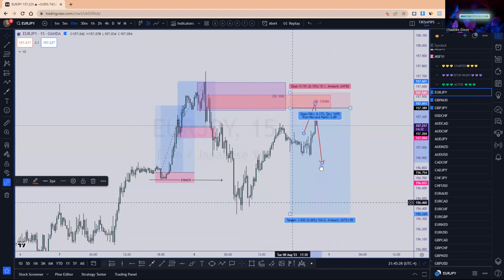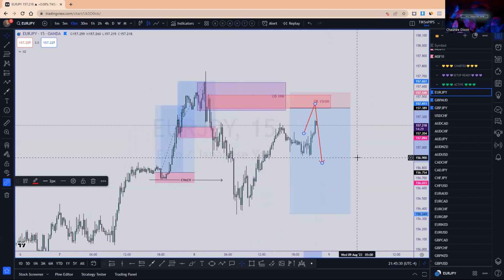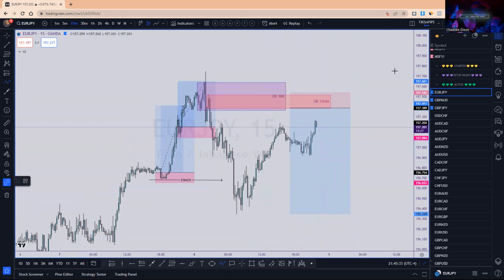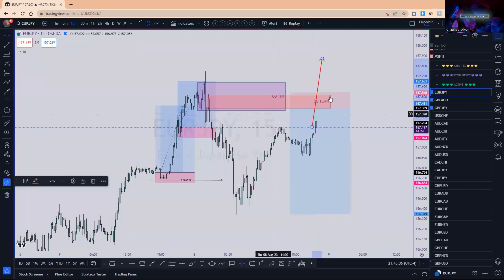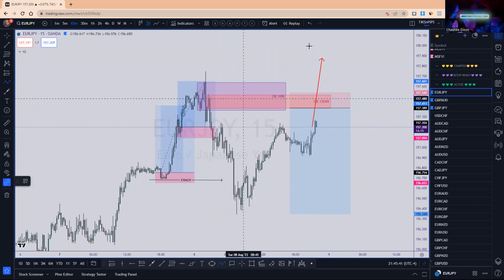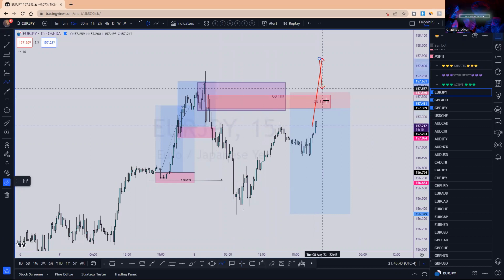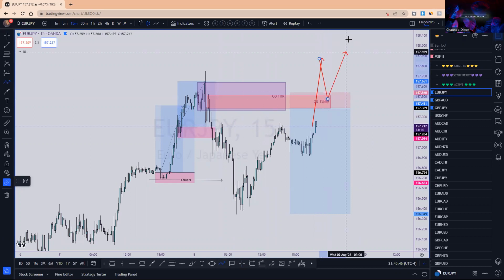So if it does push past it, let me delete this. If price comes up and pushes past it, this order block is now what's called a breaker block. And then you can just use it as a supply zone. I mean, excuse me, a demand zone for a buy. So you want it to come back down to it and then continue up.